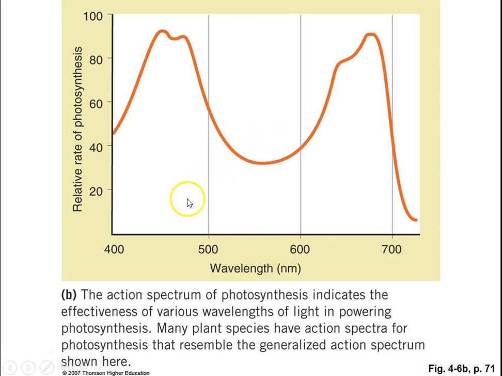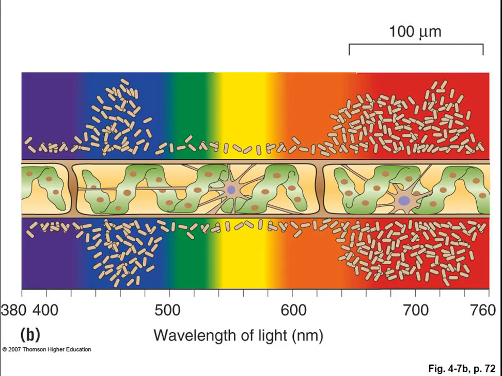So here's the graph for the action spectrum, not absorbance. We have a peak of photosynthesis right here in the blue light, and another peak in photosynthesis over here in the red light. We've got a dip right here, a valley, in the region of the green light. So very little photosynthesis in that area of green light. Again, plants are reflecting the green light, they're not absorbing it.